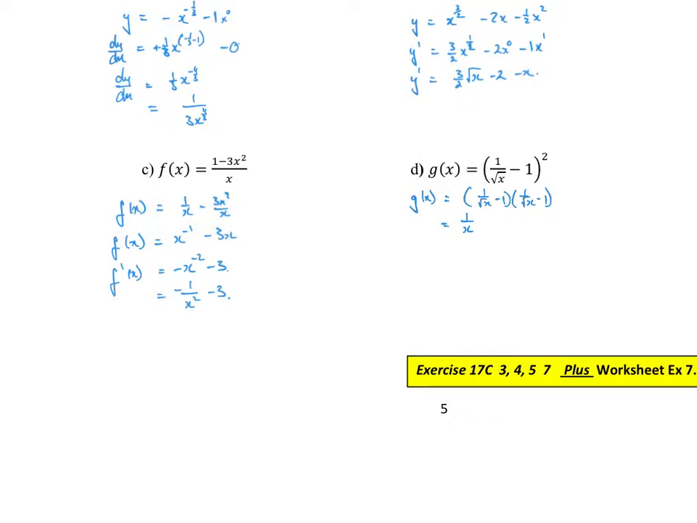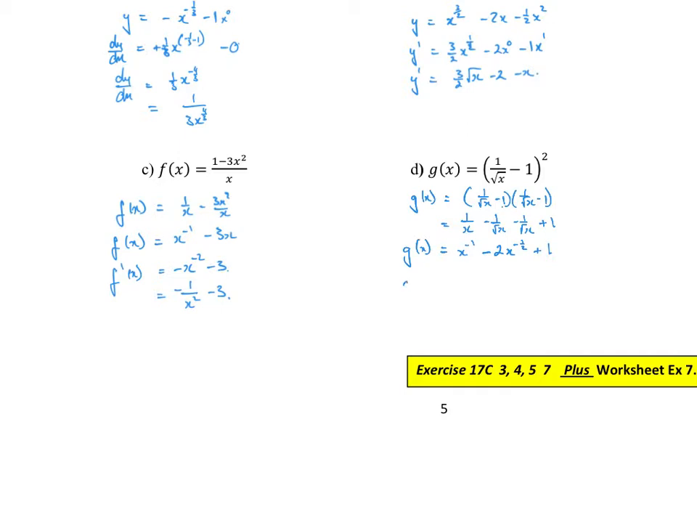1 on root x times negative 1 is minus 1 on root x. Minus 1 times minus 1 on root x. Negative 1 times negative 1 is positive 1. So let's write that with our powers. So 1 on x is the same as x to the minus 1. 1 on root x, well, root x is x to the half. 1 on root x is x to the minus a half. So I've got 2 lots of that, plus 1. Okay, so what I've done so far is just expanded those brackets.